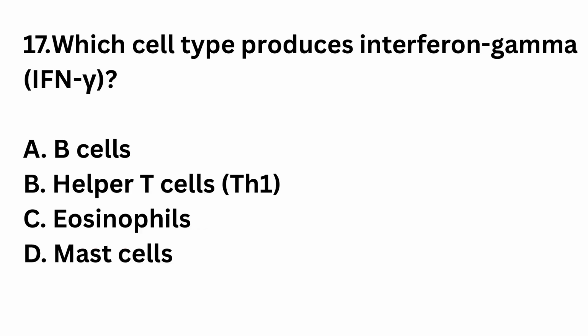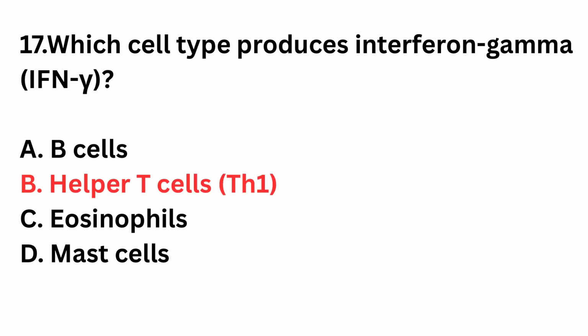Question number 17. Which cell type produces interferon gamma? B cells, helper T cells, Th1, eosinophils, mast cells. The right answer is option B, helper T cells, Th1. These cells release interferon gamma to activate macrophages. It is crucial for controlling intracellular infections.